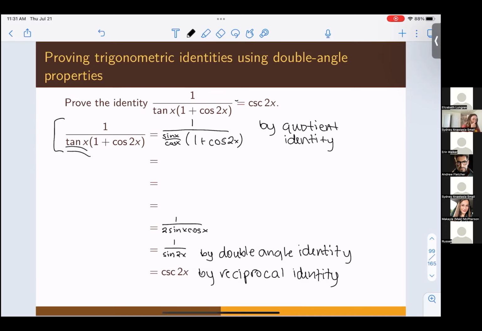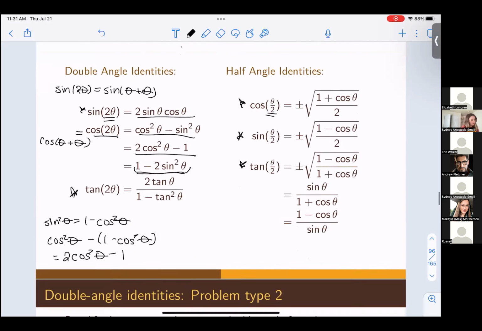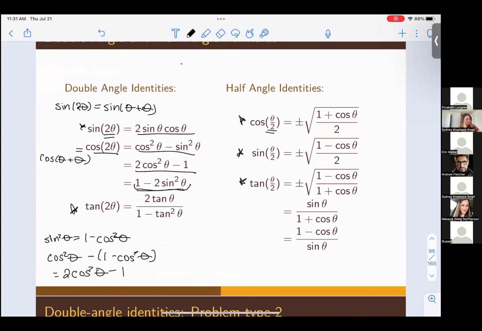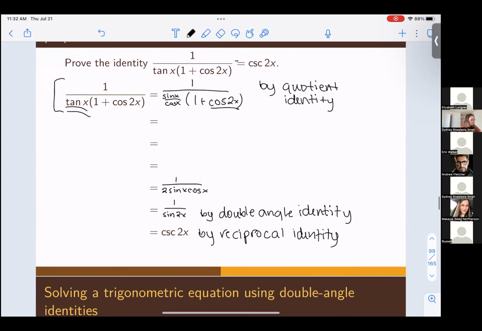Cool. Now that I have that, I need to think about cosine 2x. Unlike the sine of 2x on the bottom, there's not just one way I could substitute that in. The sine of 2x I know has to be 2 times sine x times cosine x. But for double angle identities for cosine, I know I have 3 to choose from. I have this one, and this one. I have something involving cosine squareds and sine squareds, something involving just cosine squareds, and something involving just sine squareds.